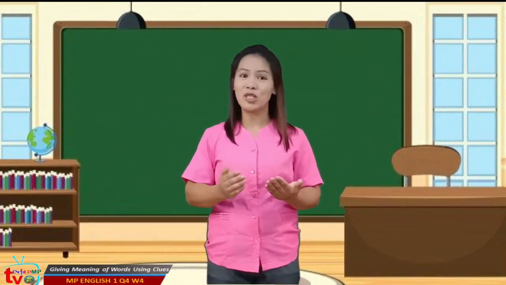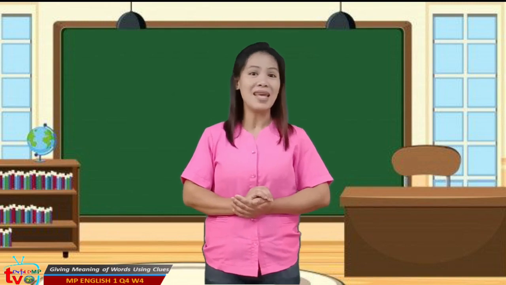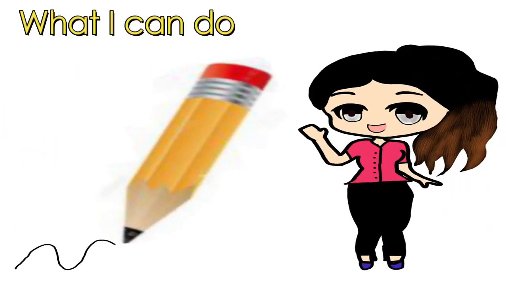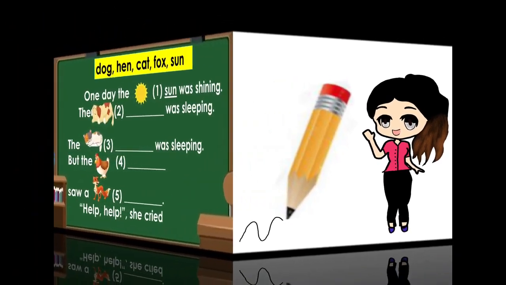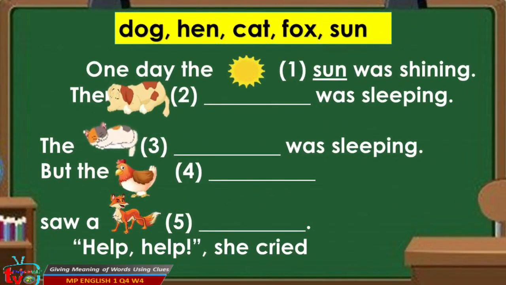Always remember to use picture clues to give meaning to unfamiliar words. For you to learn more, turn your module to page 11. You are going to make a story in this activity. Select the missing word from the box and write them on the blanks to complete the story. The pictures will help you. The first one is done for you. I will read the choices and the story for you.